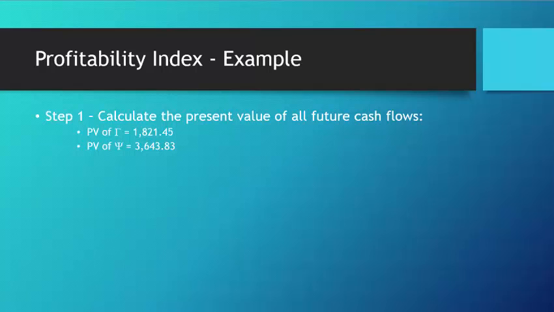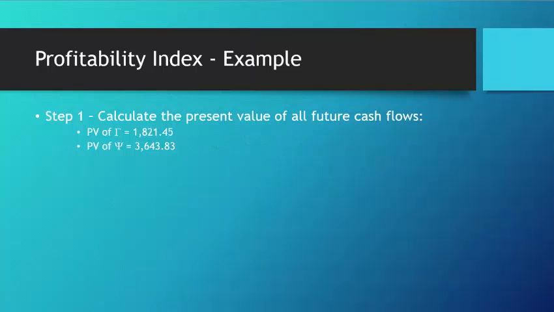If we look at Gamma, it's 1821.45. If we look at Psi, it's 3,643.83. You can actually see fairly easily that with Gamma, we're investing 1,500. So as we do the negative 1,500 plus that, you can see the 321.45. And with project Psi, when we're looking at present value, we can take the 3,000, which is negative, and add it to that. We'll get the 643.83, which is the net present value.